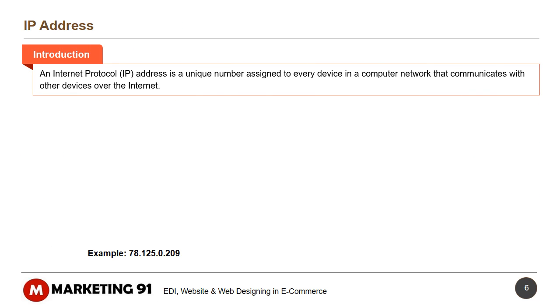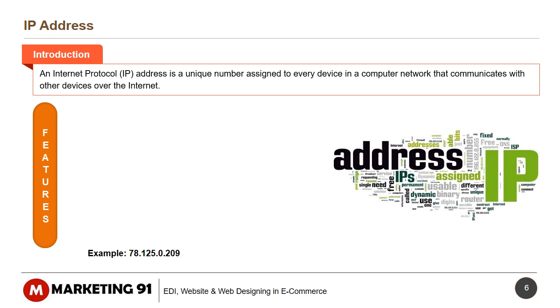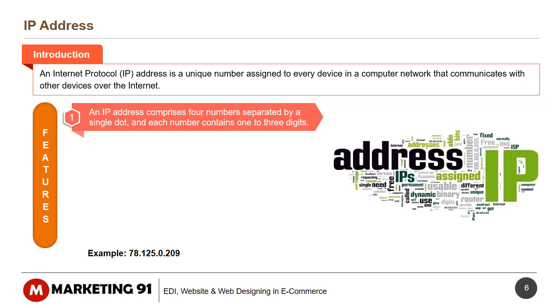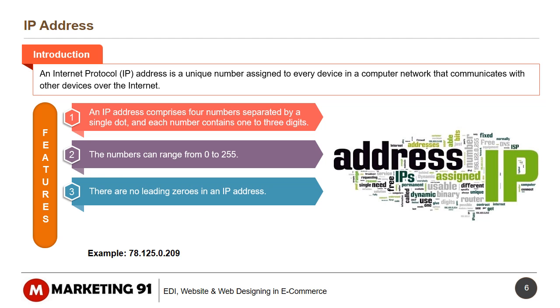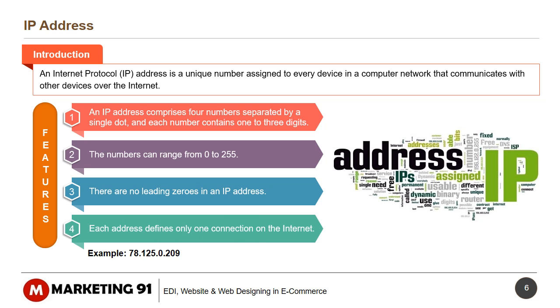Introduction. An Internet Protocol or IP address is a unique number assigned to every device in a computer network that communicates with other devices over the Internet. Some of the key features: an IP address comprises 4 numbers separated by a single dot, and each number contains 1 to 3 digits. The numbers can range from 0 to 255. There are no leading zeros in an IP address. Each address defines only one connection on the Internet. Example: 78.125.0.209.